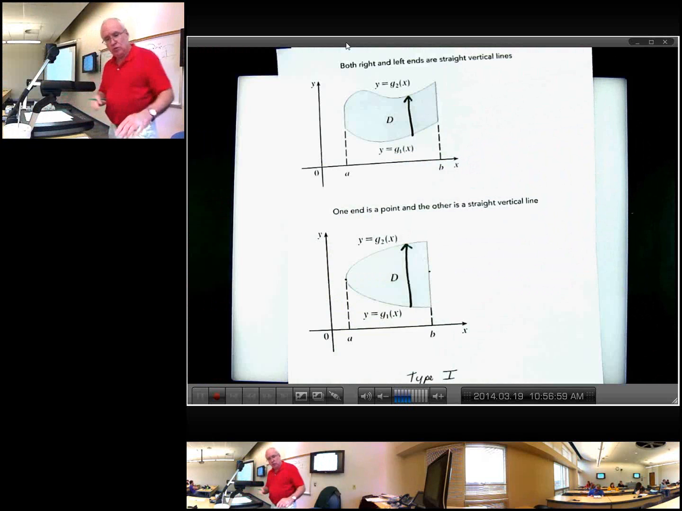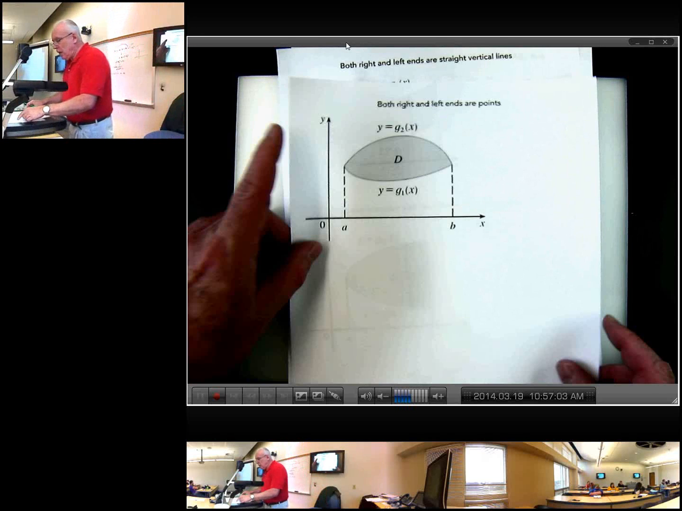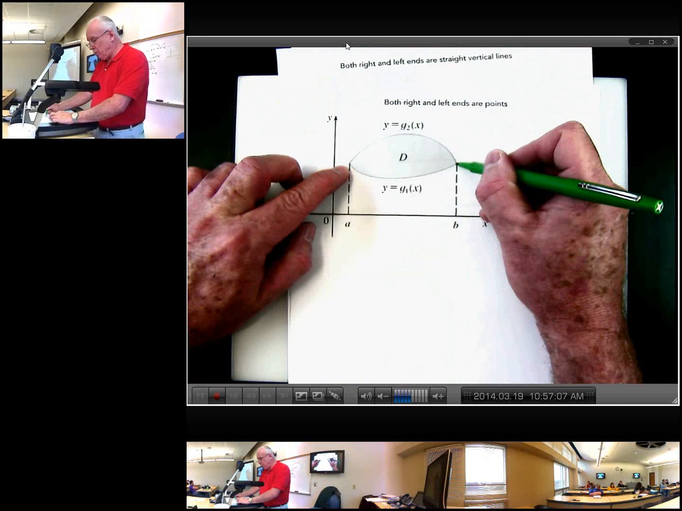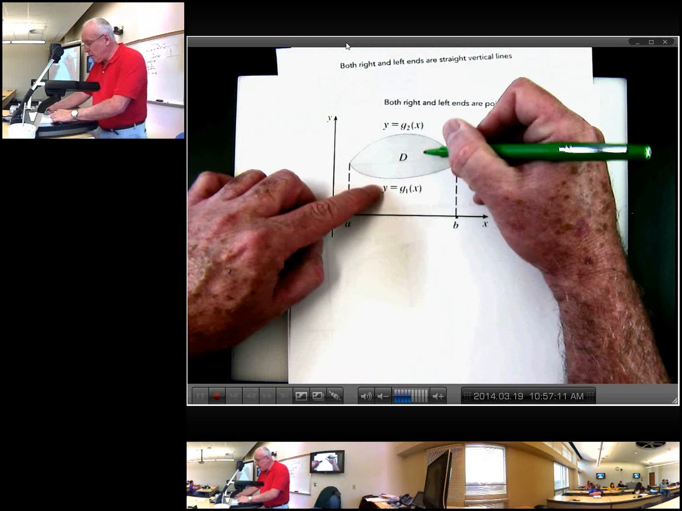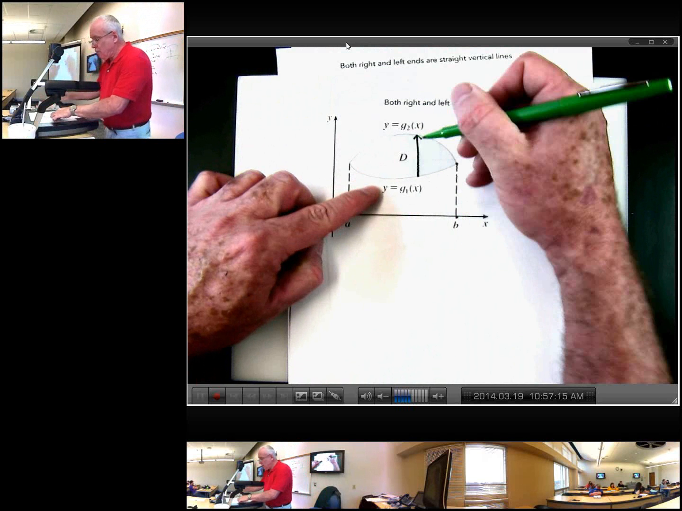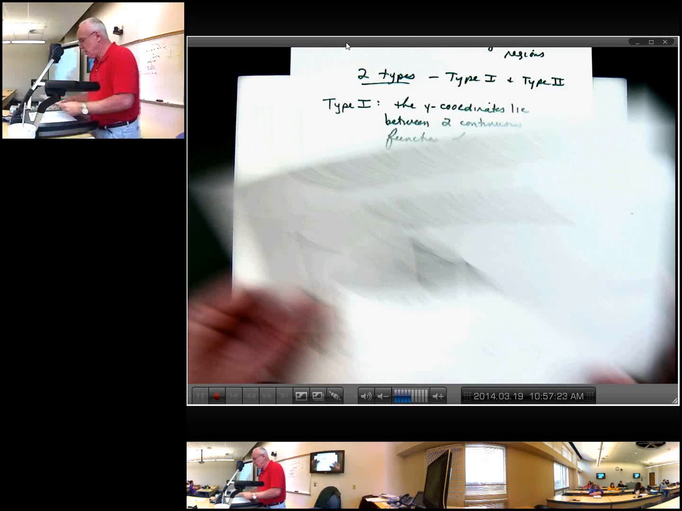And then there's just one other picture of, again, the same kind of region. In this one, both of the endpoints here are just single points. Again, though, x is going from A to B, but for y, I can just draw this vertical line from that lower function to the larger function. Okay, that's called a type 1 region.